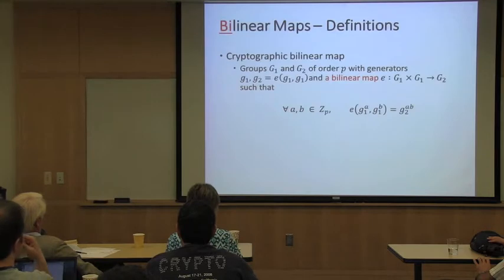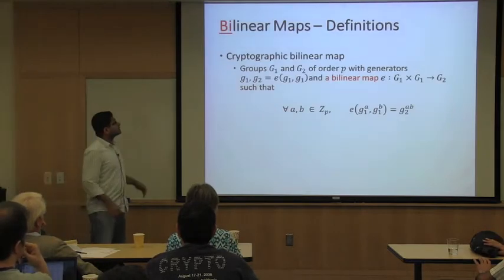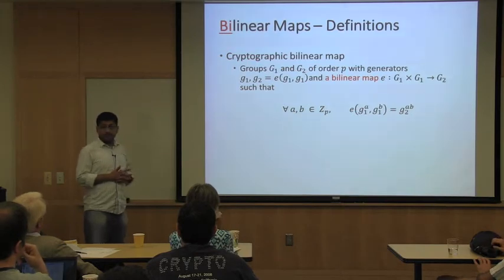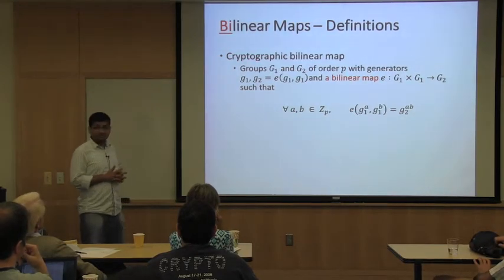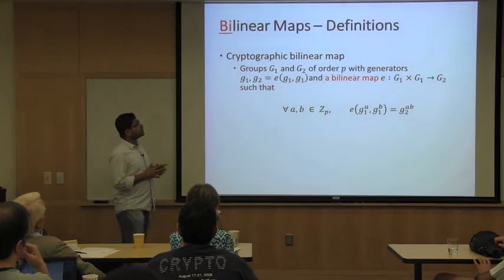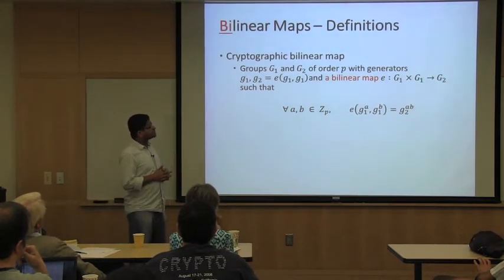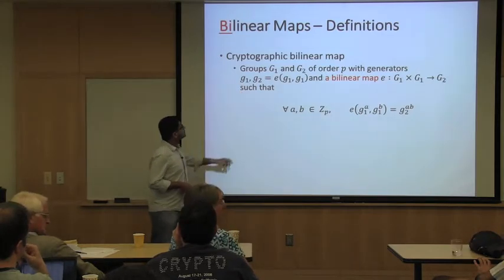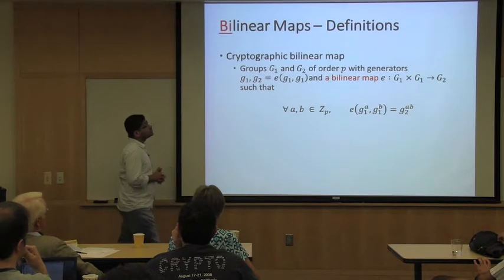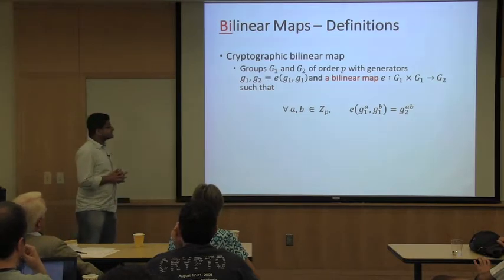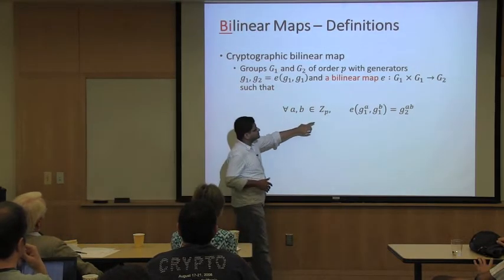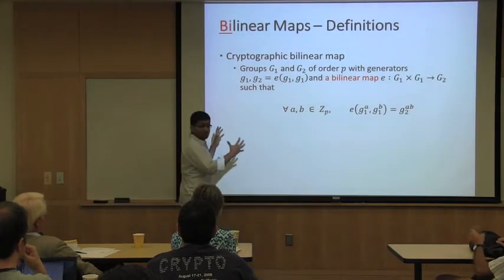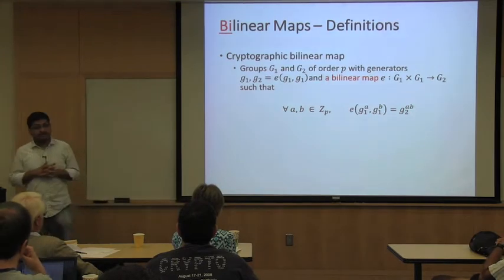So more formally, cryptographic bilinear groups are these groups G1 and G2, both of prime order p, with generators g1 and g2 respectively. But they come equipped with this bilinear map e, which takes two elements from the group G1 and maps them to an element in G2, such that this condition holds. If you pair g1^a with g1^b, you get g2^(ab). Okay, so what's going on is the exponents are getting multiplied.